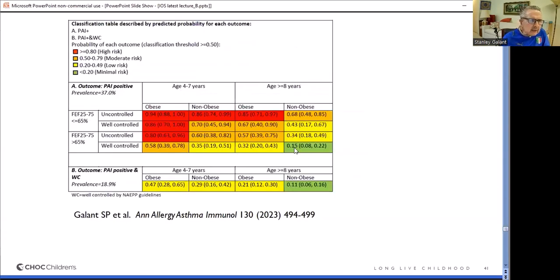Putting that all together and doing this heat map analysis, we found that in the red zone there is a very high probability of having peripheral airway impairment. We found that a combination of obesity, young age, uncontrolled asthma, and also FEF 25-75. However, if a patient were 4 to 7 years old, obese and uncontrolled, the probability was above 80%. And this would be very valuable, particularly if you didn't have the oscillometer.